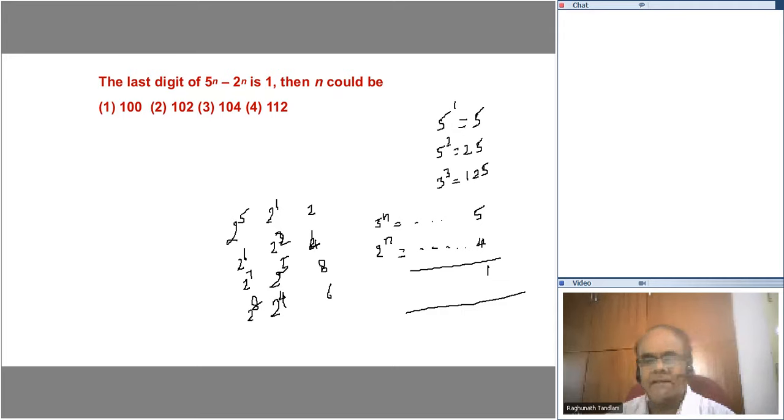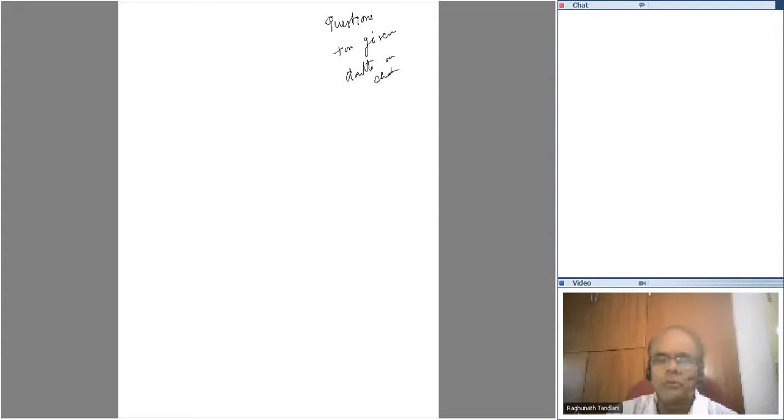The unit digit of 2 power n repeats every 4 powers. 2 power 1 will end in 2, 2 power 5 will end in 2, 2 power 9 will end in 2, 2 power 13 will end in 2. Similarly, 2 square will end in 4, 2 power 6 in 4, 2 power 10 in 4, 2 power 14 in 4. As a general rule, 2 power 4k plus 1 will end in 2. 2 power 4k plus 2 will end in 4. 2 power 4k plus 3 will end in 8. 2 power 4k will end in 6.